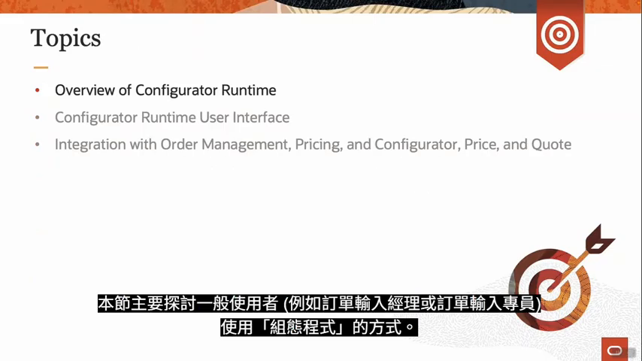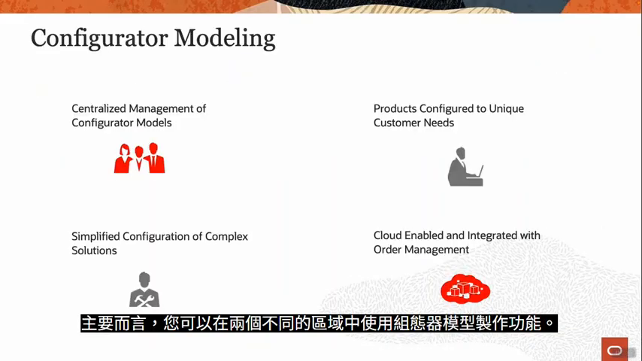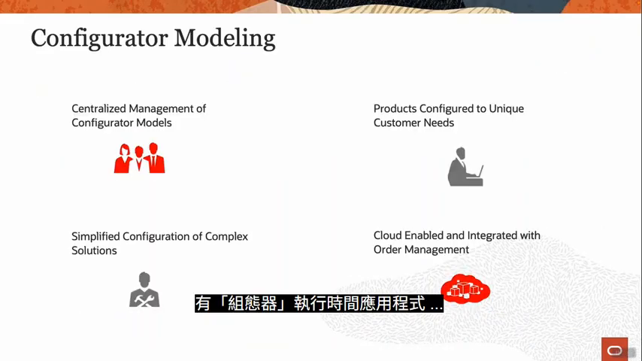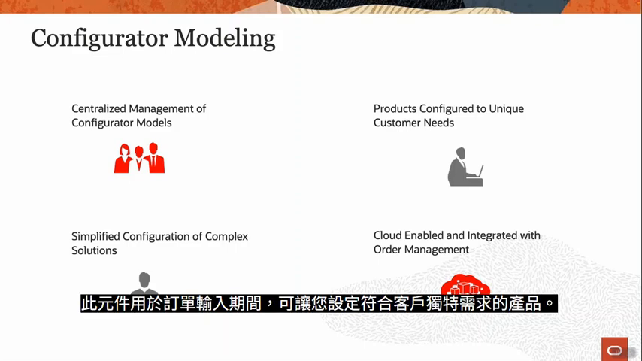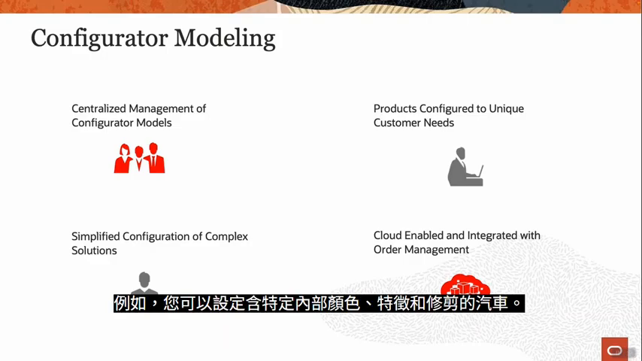This section will primarily discuss how the configurator is used by end users, such as order entry managers or order entry specialists. Primarily, you use the functionality of configurator modeling in two distinct areas. There is the configurator runtime application. This component is used during order entry to enable you to configure products that meet unique needs for your customers. As an example, you could configure a car that has specific interior colors, features, and trim.